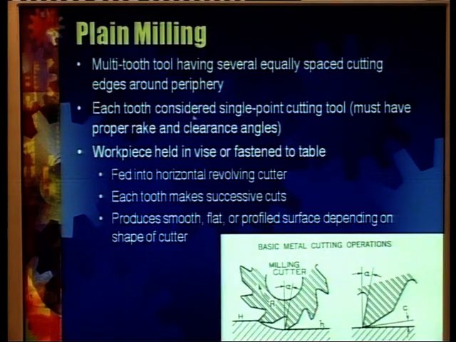Each tooth is considered a single point cutting tool. The workpiece is held in a vise or fastened to the table and is fed into the horizontal revolving cutter. Each tooth makes successive cuts and produces smooth, flat or profiled surfaces depending upon the shape of the cutter.